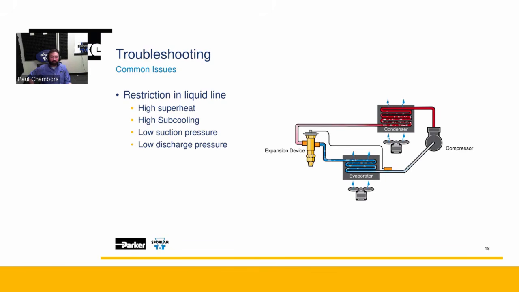Well, now I'm robbing my pressure drop. My expansion device is there to create pressure drop, and I'm creating excess pressure drop before I get to my valve. So I'm going to have high superheat, because now I'm dropping pressure again at a very low pressure, high superheat. I will also probably see high subcooling as more and more of my refrigerant stacks up on the high side.